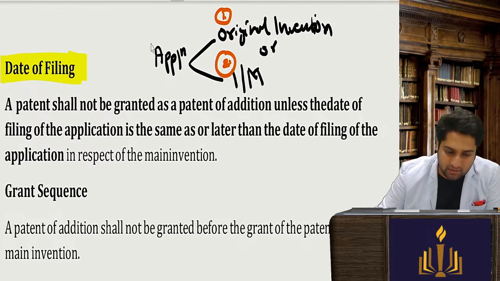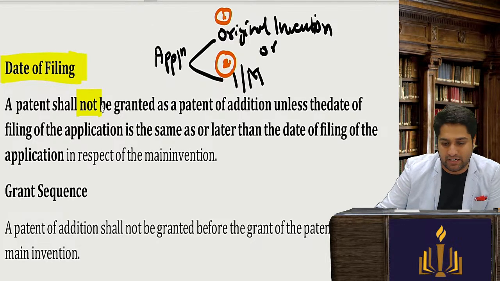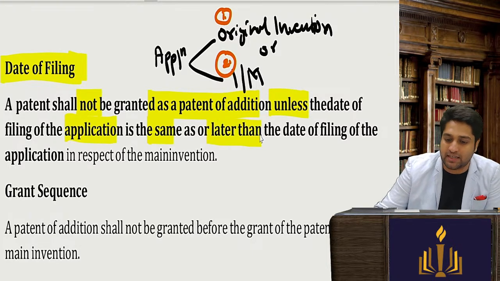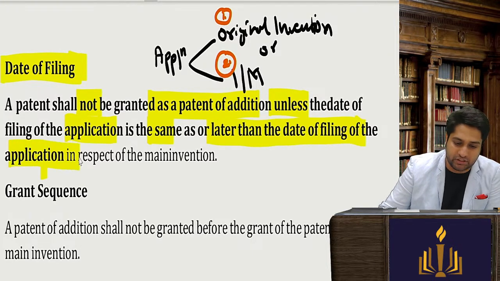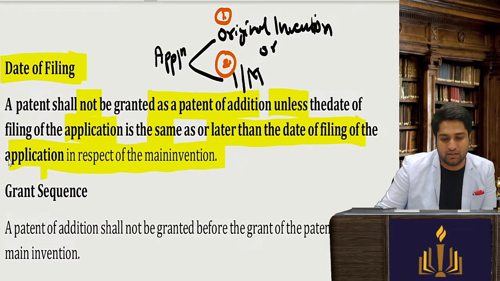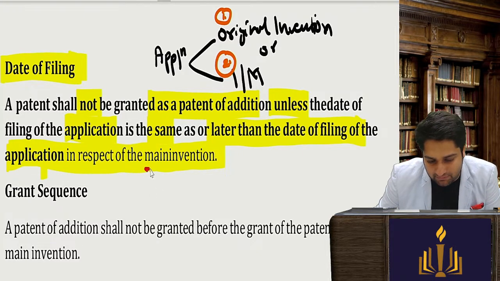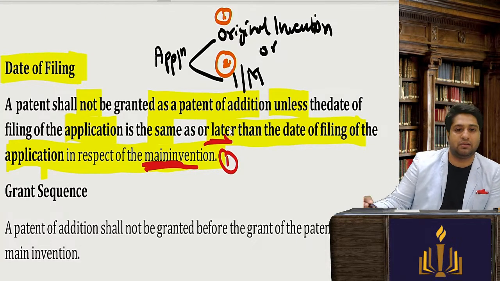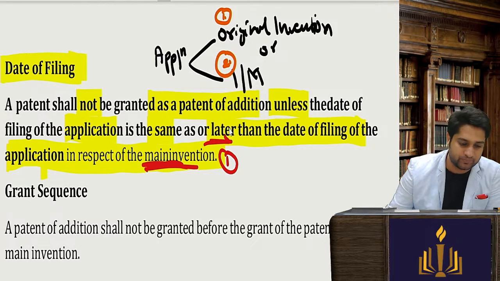So this is what is given. A patent shall not be granted for a patent of addition unless the date of filing the application is the same or later than the date of filing the application in respect of the main invention. That means the main invention will come first and the patent of addition will come later. Logical sense. Next, grant sequence.